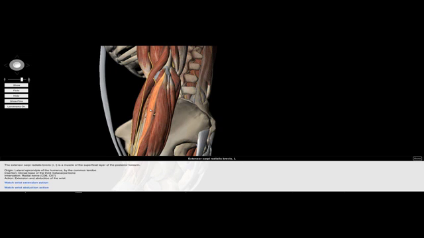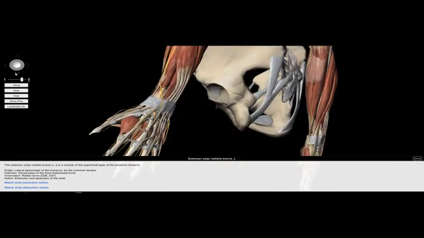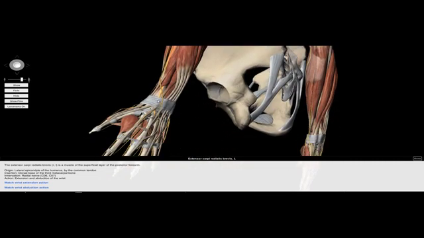So the extensor carpi radialis brevis originates on the lateral epicondyle of the humerus, on the common tendon, is innervated by the radial nerve, and inserts into the base of the third metacarpal bone. So brevis into 3, longus into 2.